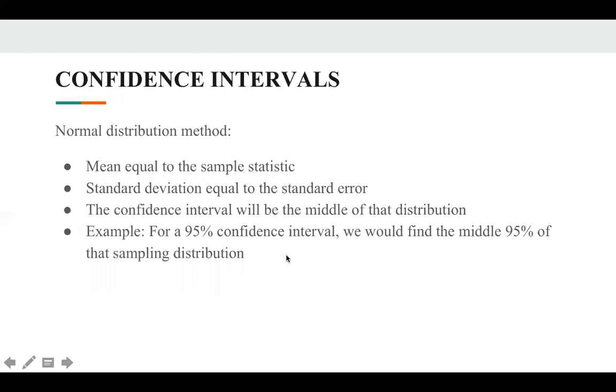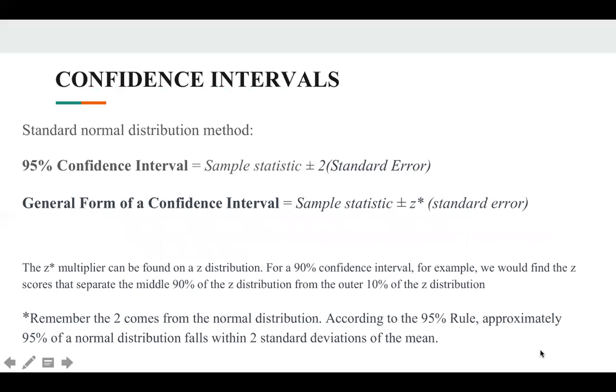Okay, so next we're going to go over confidence intervals with the normal distribution method. In the normal distribution method with confidence intervals, the mean is equal to the sample statistic. In the hypothesis testing before, our mean was equal to the null parameter. So that's where these two differ. Here the mean is equal to the sample statistic. The standard deviation is equal to the standard error. The confidence interval will be the middle of that distribution. For example, for a 95% confidence interval, we find the middle 95% of the sampling distribution, and that will be our confidence interval.